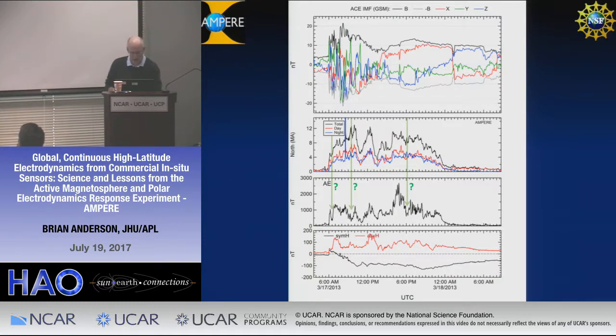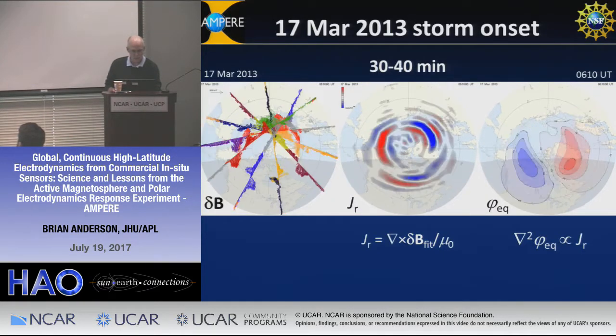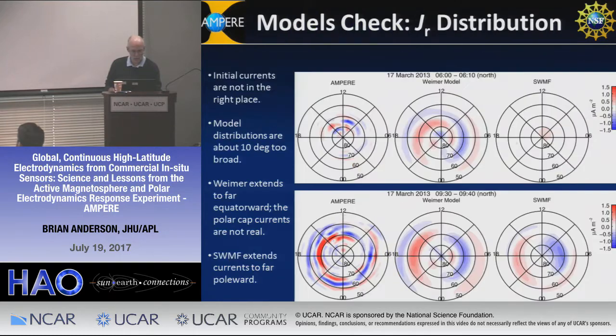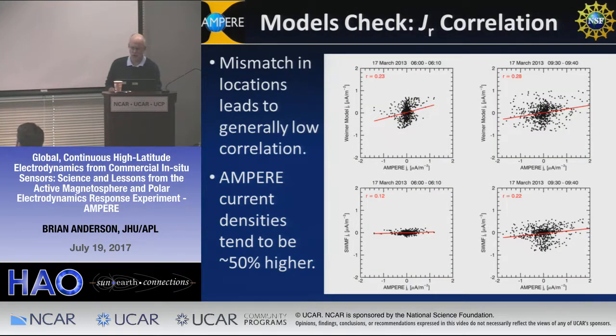Let's see, I think I'm going to fly through all of this stuff. It's kind of neat, but we're going to skip it. Ooh, models don't do very well. Okay, we'll just say that.